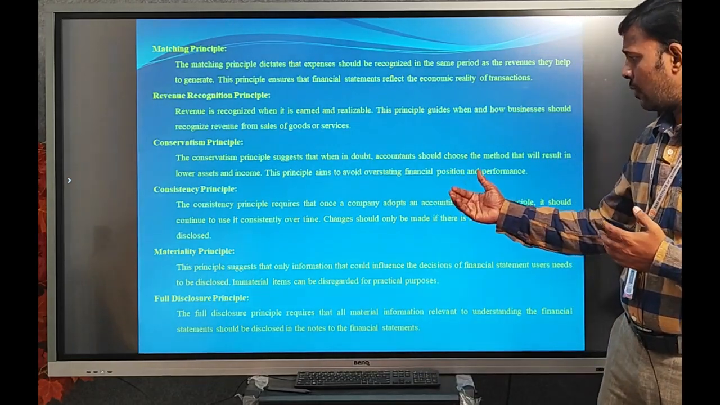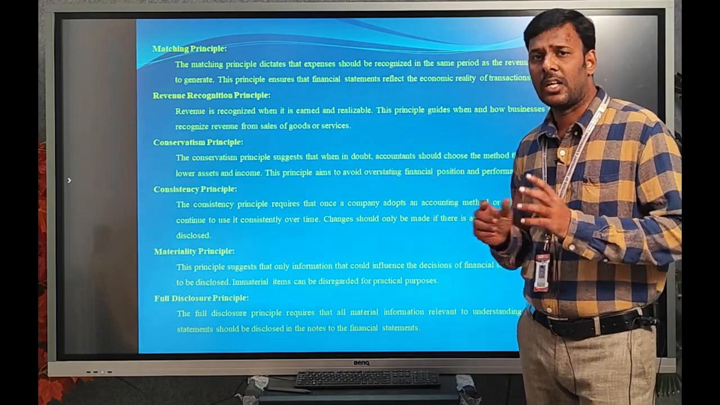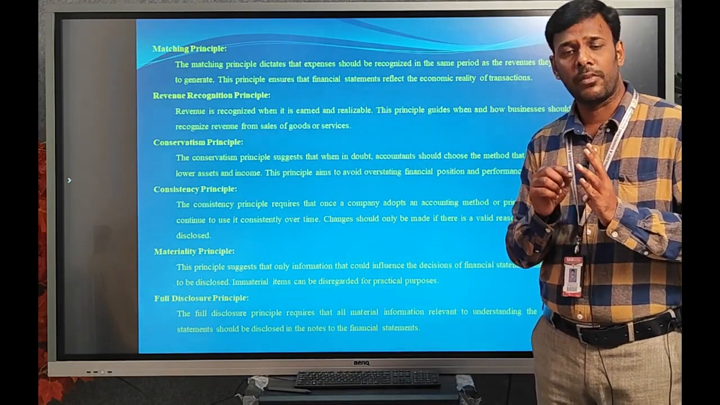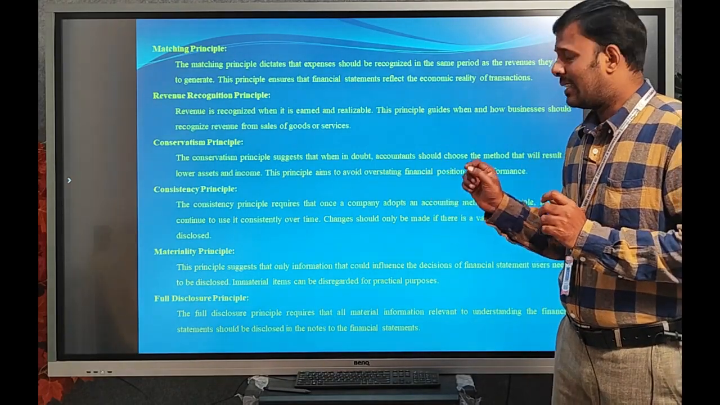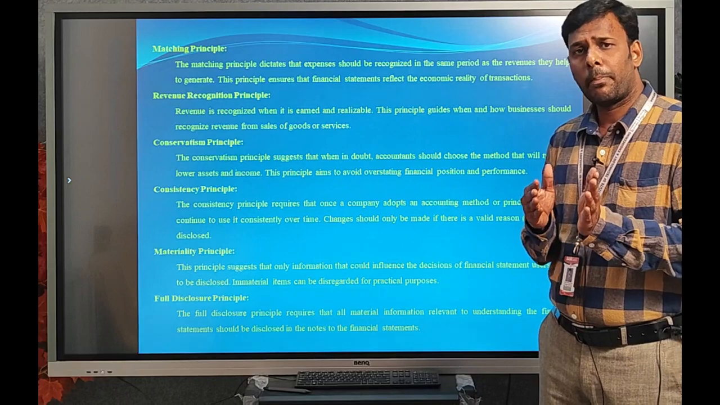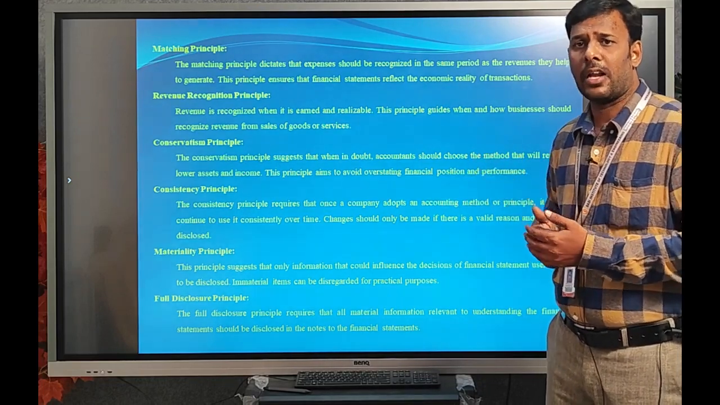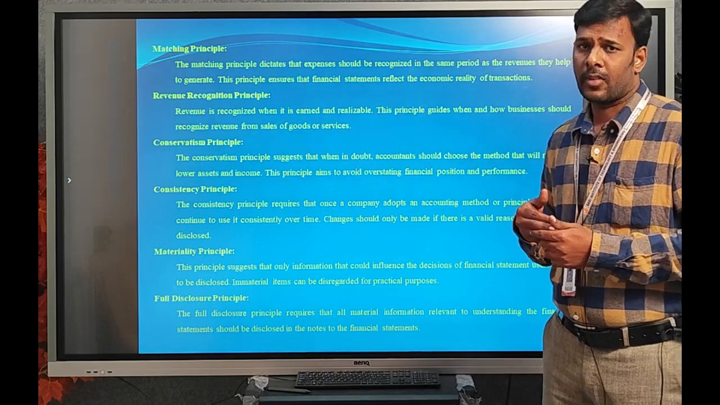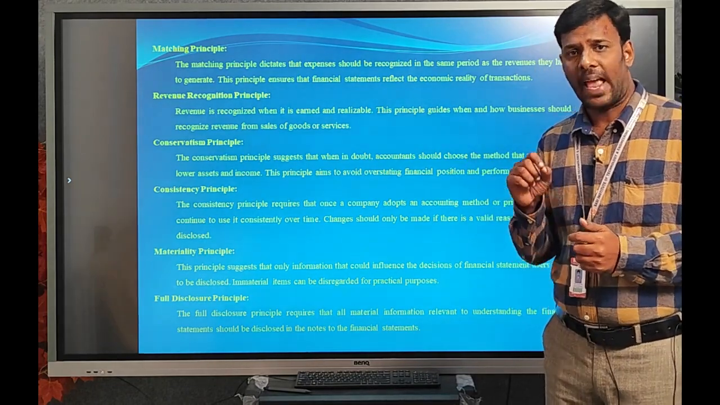And next one, full disclosure. Yes, whatever transactions are happening in the organization have to be disclosed. That means we need to maintain some proof, and that proof is the only source. The prices we maintain in the organization, the costs that are happening, and the expenses that are happening, everything has to be disclosed in the preparation of accounts.